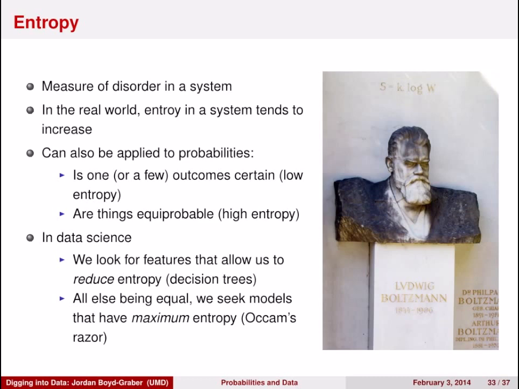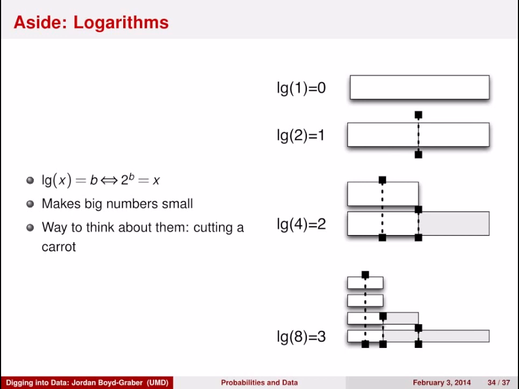And as we'll see in future lectures, we often want to use entropy to encode how uncertain we are about the inferences we're making from data. So entropy is our friend. When we don't know the answer, all else being equal, we want to seek models and distributions that have maximum entropy. Before we can talk about entropy, I want to very briefly review the concept of logarithms.